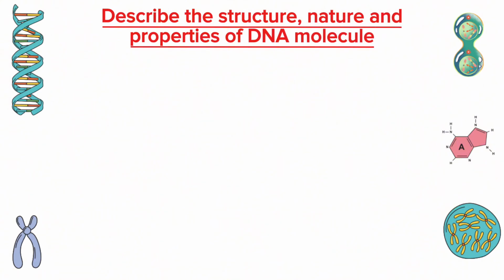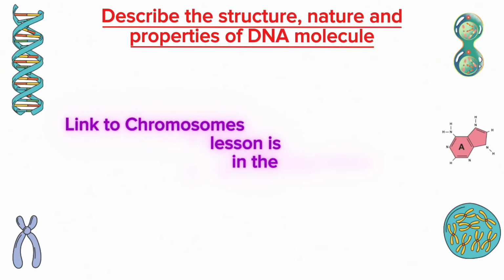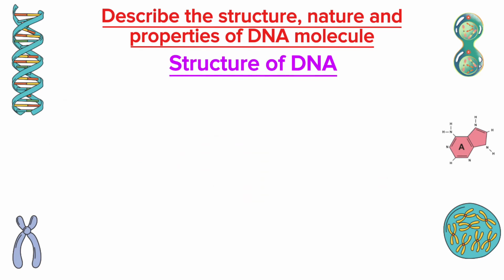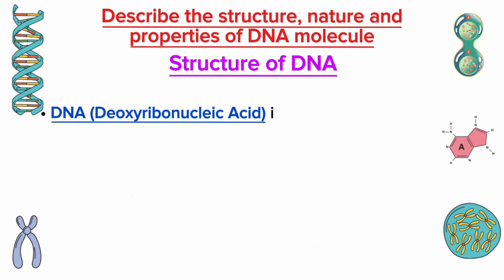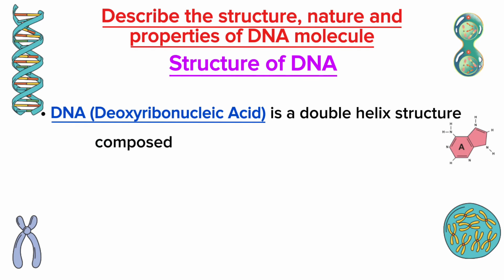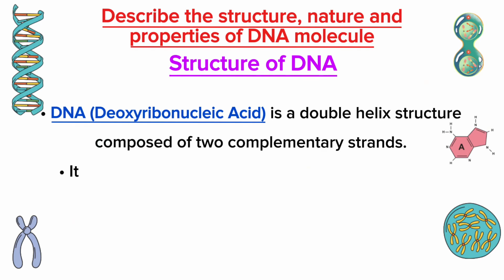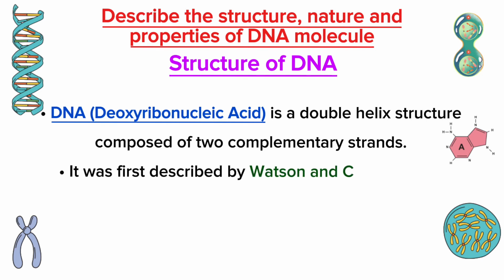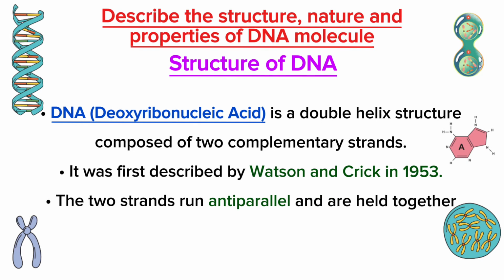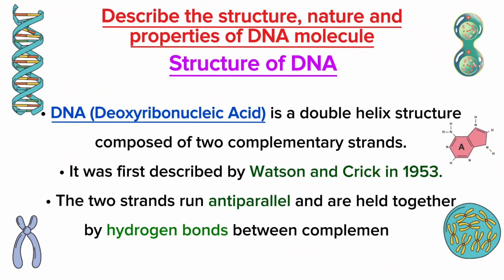I hope you've already gone through my last lesson, which was talking about describing the structure, nature, and properties of chromosomes. So let's begin. Structure of DNA. DNA, also in full deoxyribonucleic acid, is a double helix structure composed of two complementary strands. It was first described by Watson and Crick in 1953. The two strands run antiparallel and are held together by hydrogen bonds between complementary nitrogenous bases.